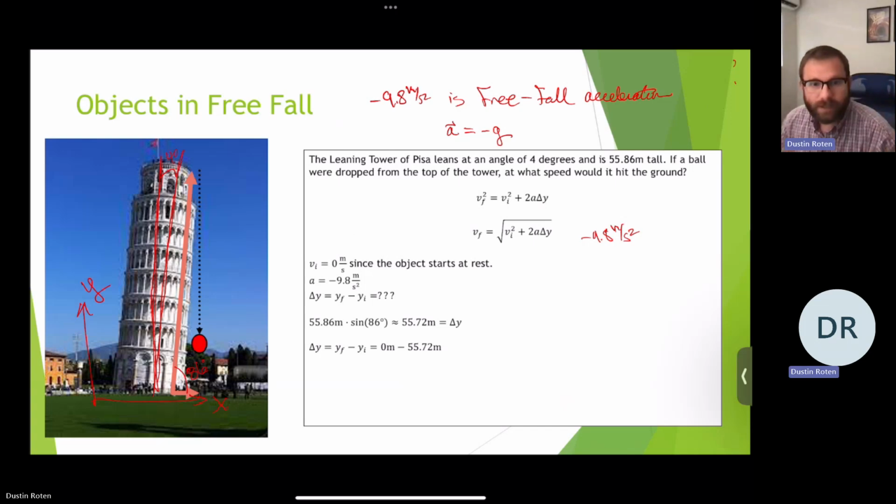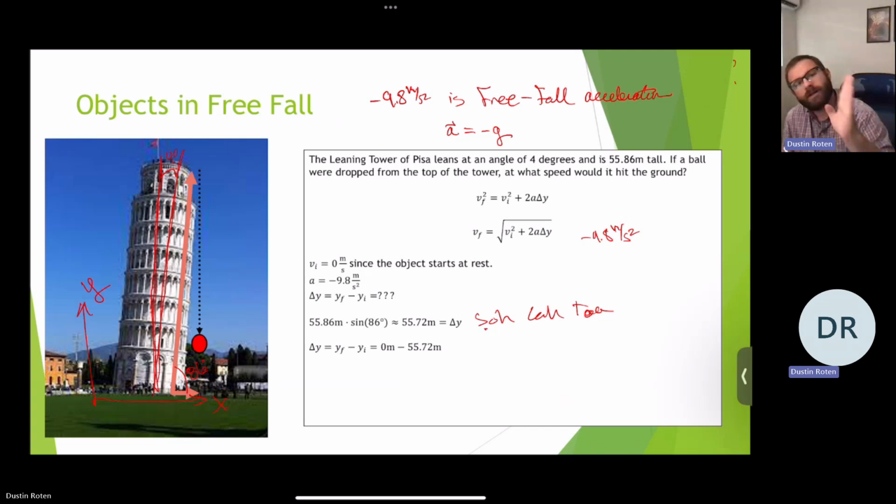Well, we need to do a little bit of trig. Okay, so we know the height of this thing is 55.86 meters. We need to find the opposite side of this angle. So we're going to use some trig, the old SOHCAHTOA. We need the opposite side because we have the hypotenuse. The hypotenuse is just the length of the whole tower. So it's going to be the sine of that inside angle here, which I've labeled as 86.